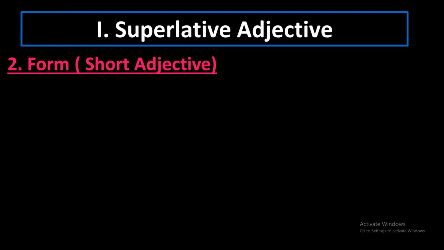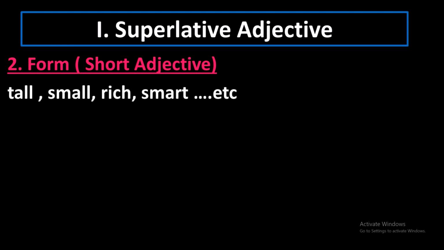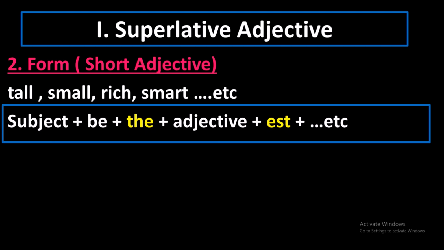Okay, let's go to the next part. Let's talk about the form. The first one I want you to see is the short adjective. Remember the short adjectives that we studied last time, which have one sound or one syllable. Examples are the words tall, small, rich, and smart. Those adjectives are short adjectives. Let's take a look at the form here. We have subject plus be plus the plus adjective plus est and so on. So it means more, can be something, can be anything.